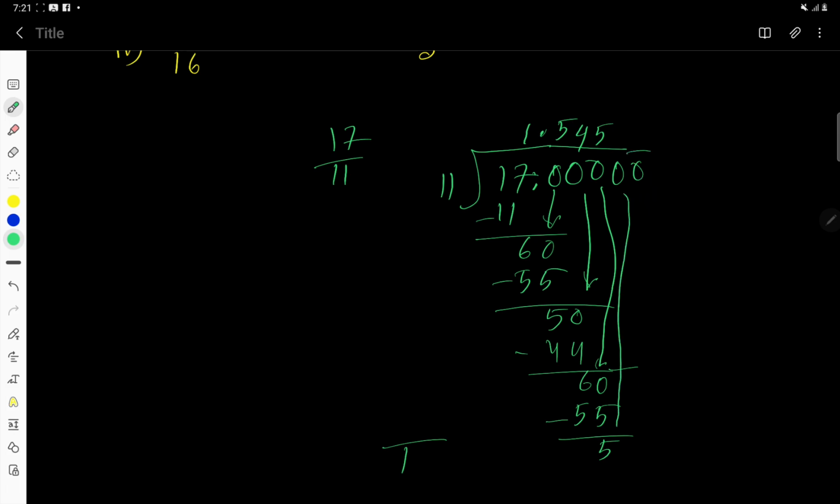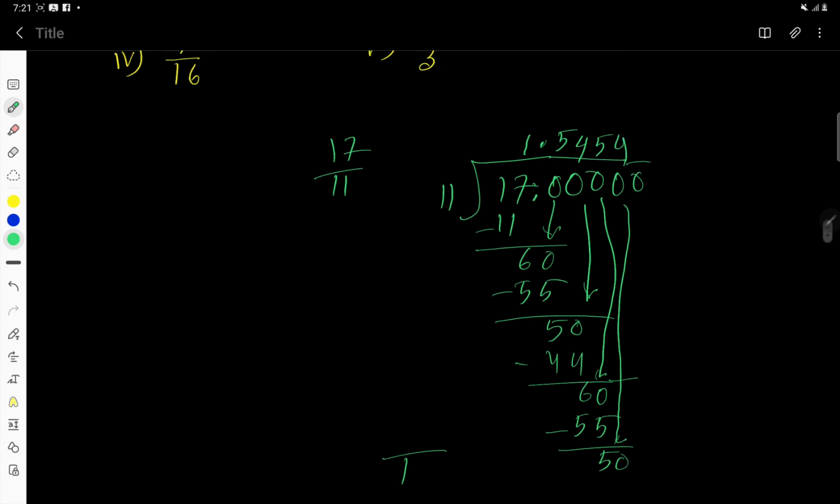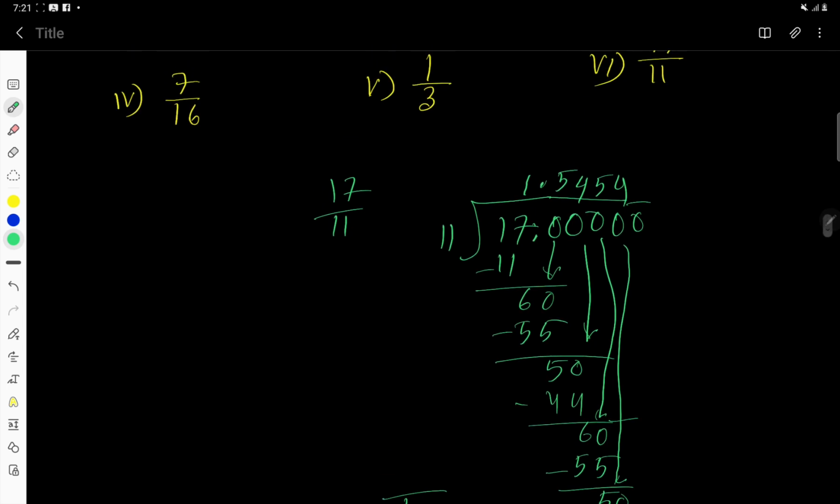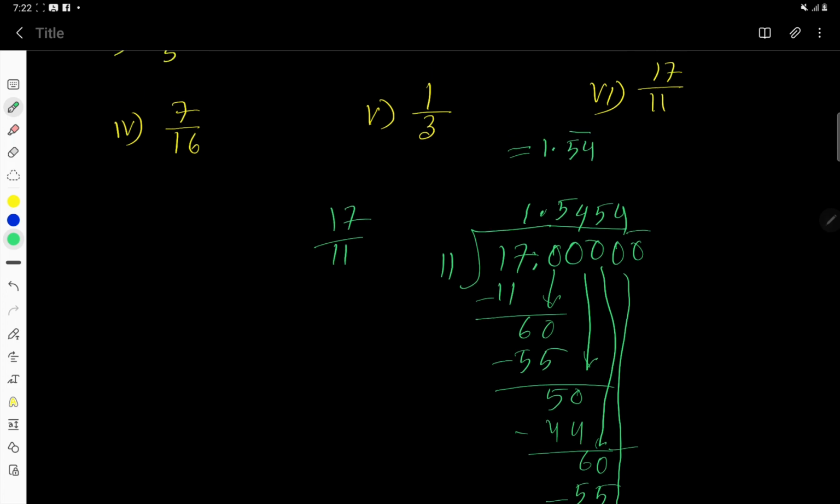Now bring down this 0, 50. So 11 goes into 50 4 times. 44, 6. Look, here a pattern has developed. After 5 we are getting 4. So our answer should be 1.54 bar. Thanks for viewing this video. Be well.